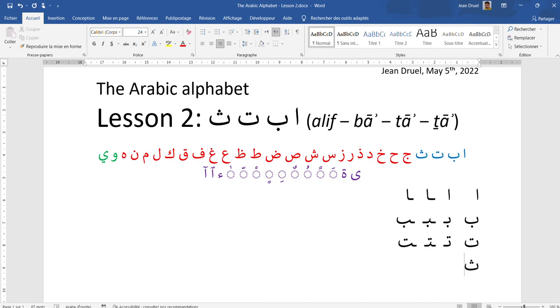And as you can easily imagine, this is the initial form, this is the middle form, and this is the ending form. So this is not complicated to imagine the way they look. The dots slightly on the left of the tooth, the tail at the ending shape, the middle shape connected on both sides.